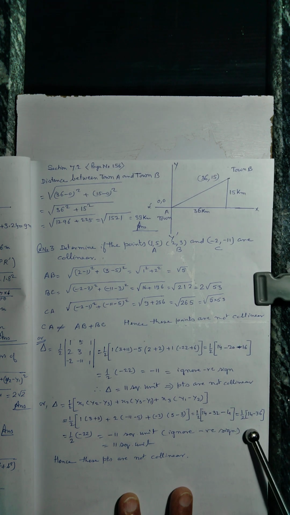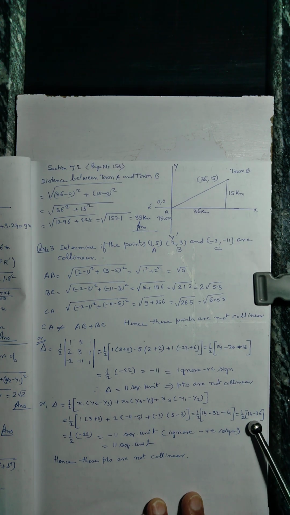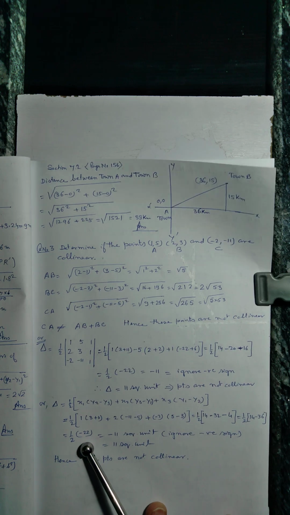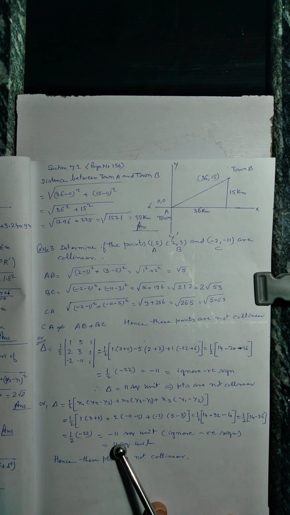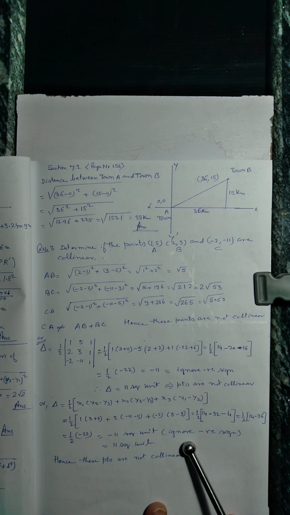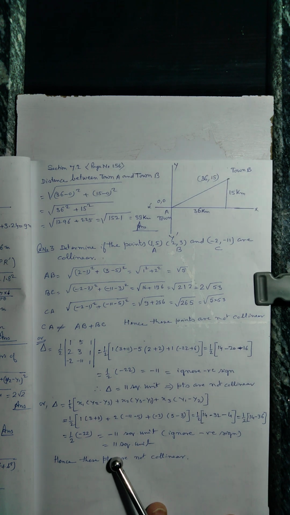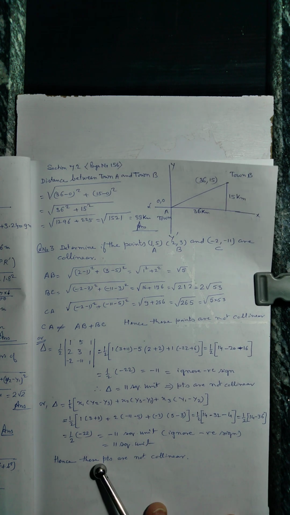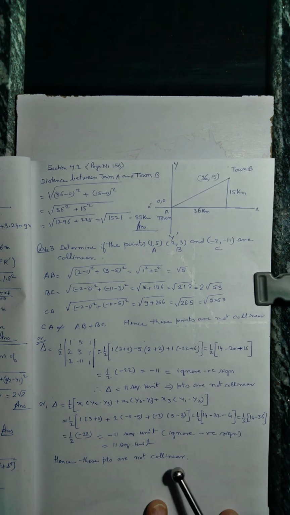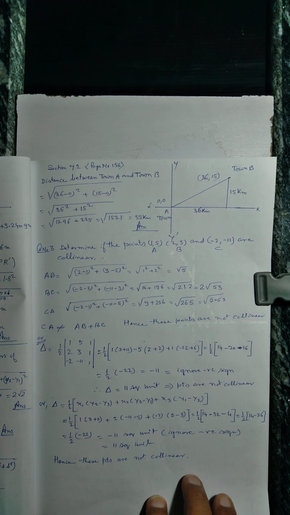Solve it, you will get 1 by 2, 14 minus 36. So 14 minus 36, that will be minus 22 divided by 2. Again you will get minus 11 square unit. Now we have to ignore the negative sign because the area cannot be negative. So we will take only 11 square unit. Hence these points are not collinear. Means if you are not getting the area of the triangle 0, it means that these points are not collinear.